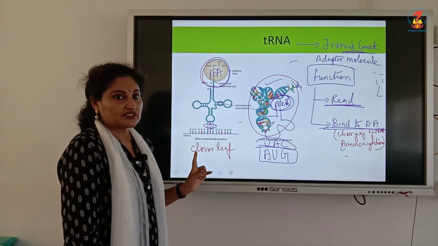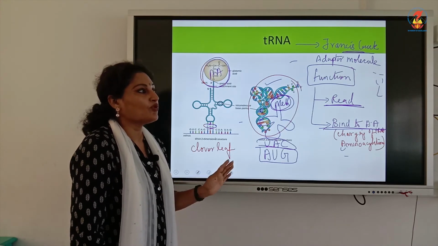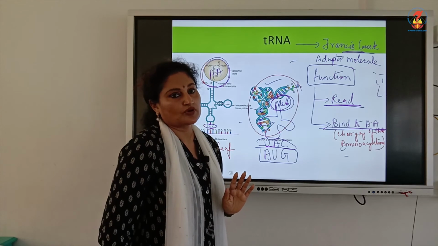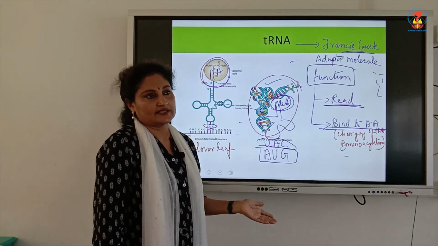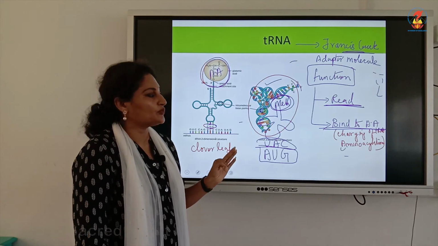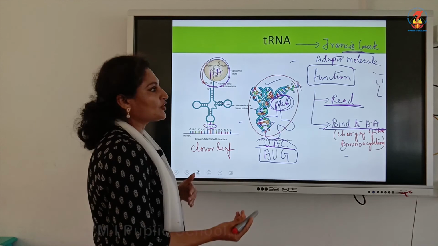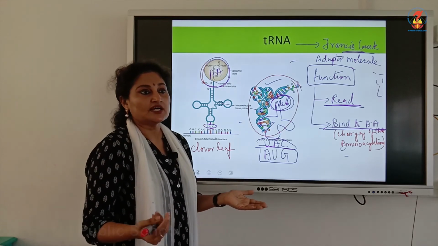There is an initiator tRNA having the anticodon UAC, but there is no tRNA for the stop codons. For all codons there are tRNAs, but for the stop codons, which are UAG, UGA and UAA, there are no tRNAs. Now moving on to the last concept, that is the genetic code.